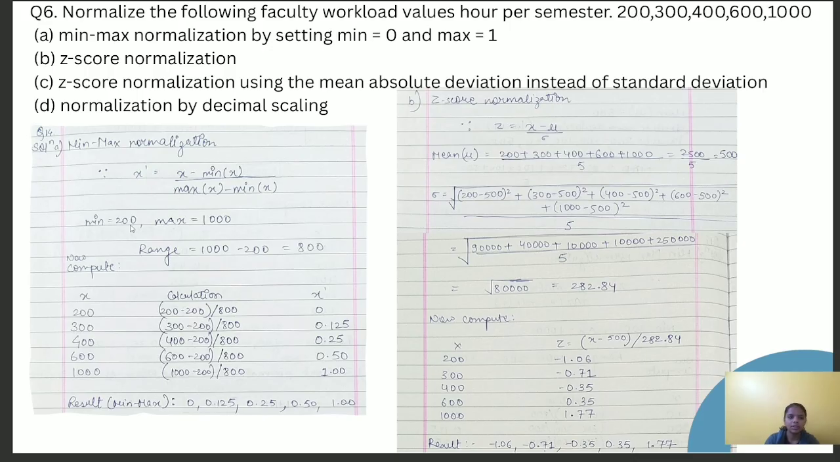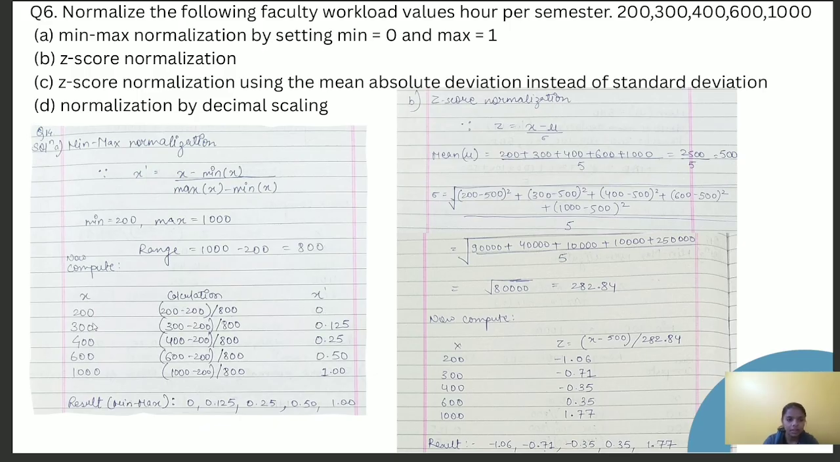As we know the min value and max value, when we subtract max minus min, we will get our range. So our range is 800. Now to compute this, all these data points are given in the question. To calculate the min-max normalization, here our x is 200 and our minimum value is also 200. So 200 minus 200 upon range, which we had already calculated, that is 800. When we calculate it, our min-max normalization is 0 for 200.